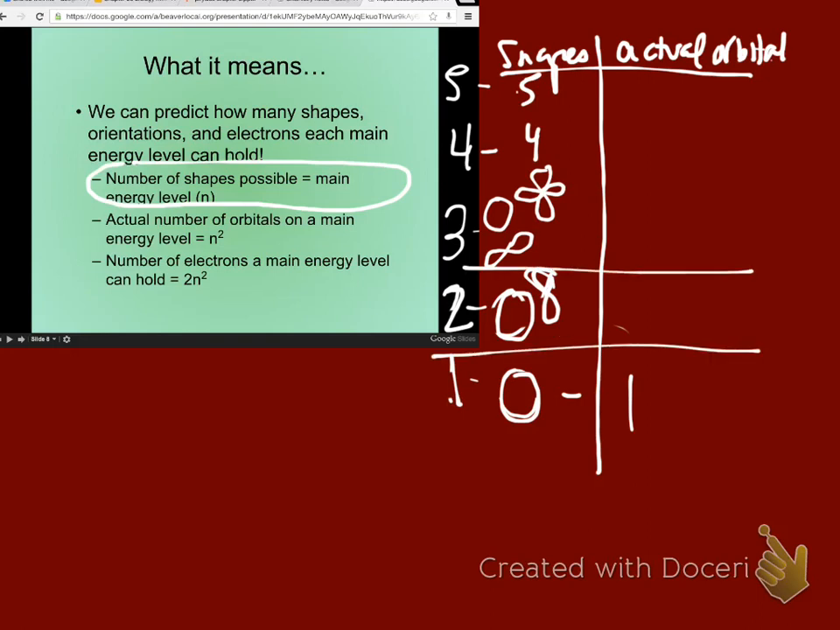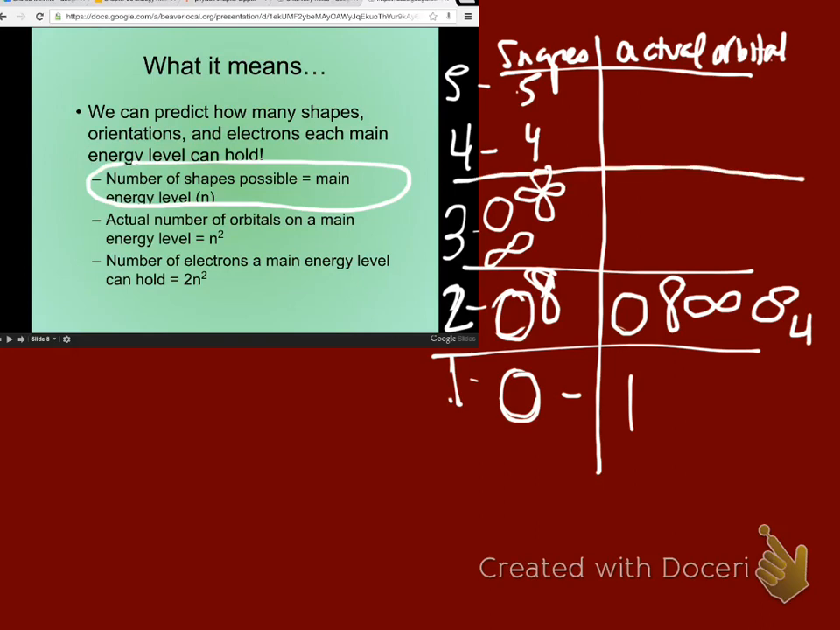On the second main energy level, we have 2 shapes. We have the sphere and we have the dumbbell thing. How many of the dumbbell things do we have? Because there are 3 ways to orient them, we have 3. So our total number of actual orbitals is 4. We have 1 of those and 3 of those. So 4 actual orbitals.